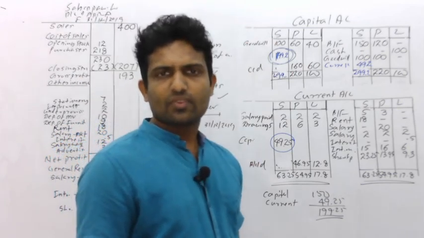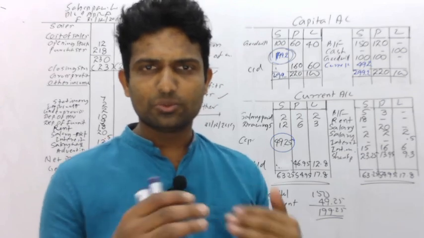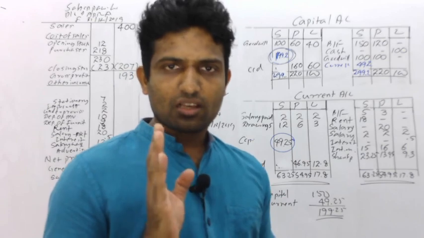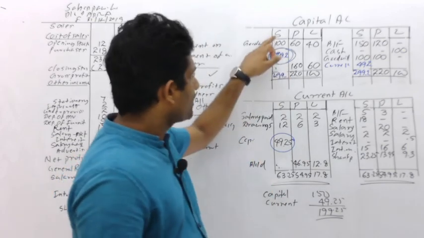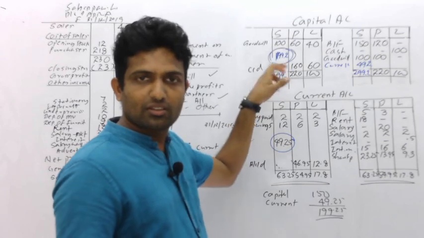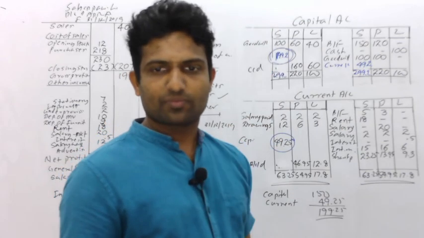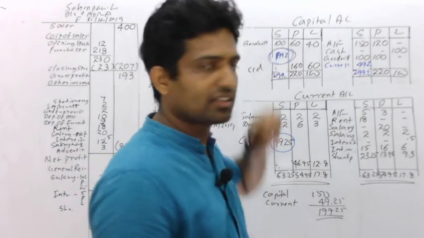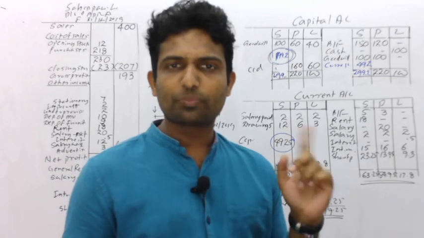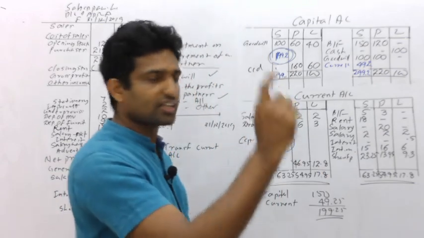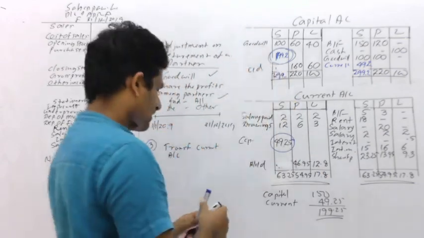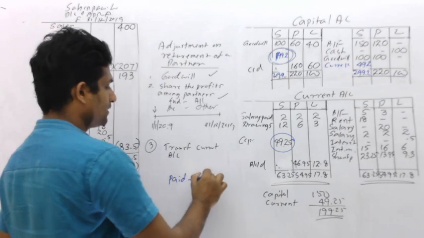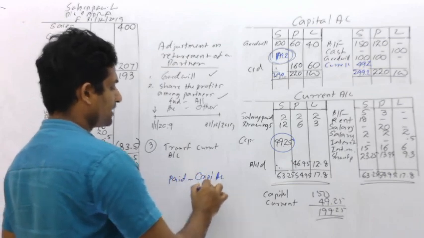Now you have to do whatever is told in the question. If the question says the amount payable to Sahan was paid in cash, then what happens? If this amount is paid in cash, cash account credit, capital account debit.